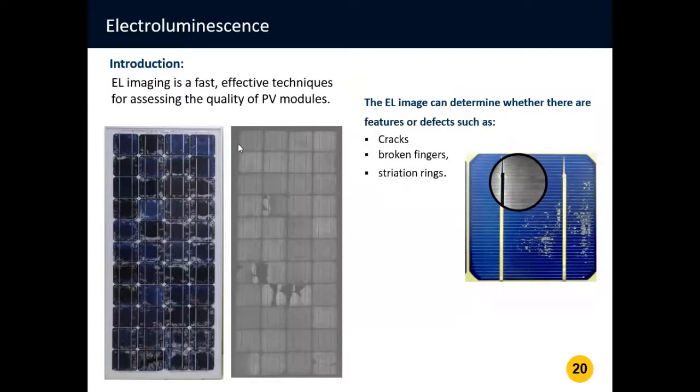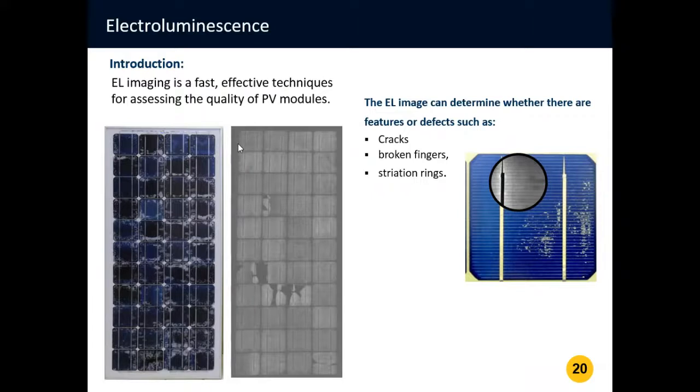In the previous slides, we've introduced a lot of defects using EL imaging, electroluminescence imaging, as a way to describe or identify them. This is because EL has become a very important imaging technique for assessing PV modules, assessing quality, giving an indication of any defects present, and ultimately monitoring the degradation of a PV module.